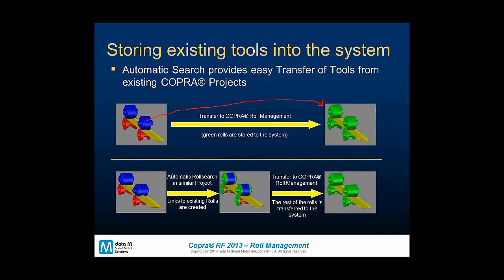Then when we do an automatic role search in a similar project, you can see here the green roles, for example, have been used from this project. And ultimately, these would be the new roles that have been designed. In other words, the flanges were usable, but the spacers were not, and you can see here a new spacer was added on the underside too.